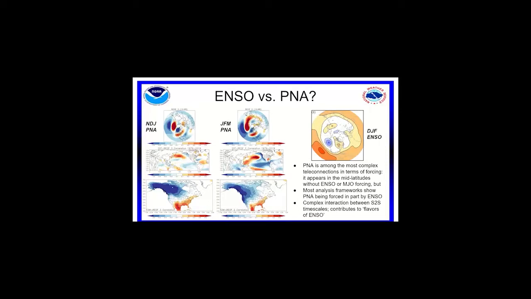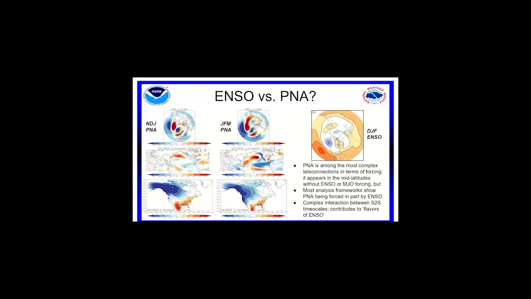So real quickly, I want to talk about ENSO versus PNA. This is an interesting topic because at one point it was thought that the PNA existed just as an extratropical response in the mid-latitudes to El Nino forcing in the Pacific. We know now that the PNA is internal to the extratropical atmosphere. It appears as a pattern of variability without any MJO or ENSO forcing, okay?